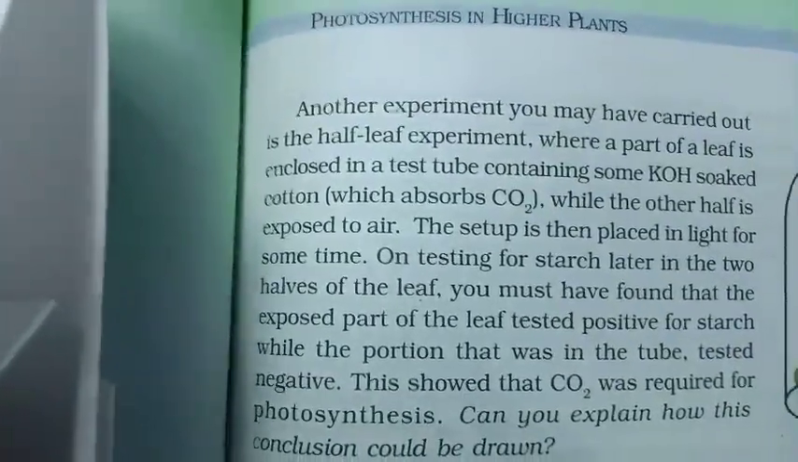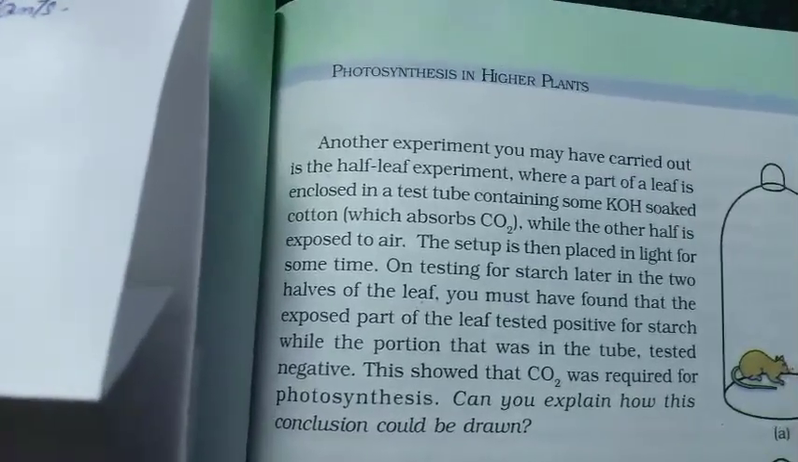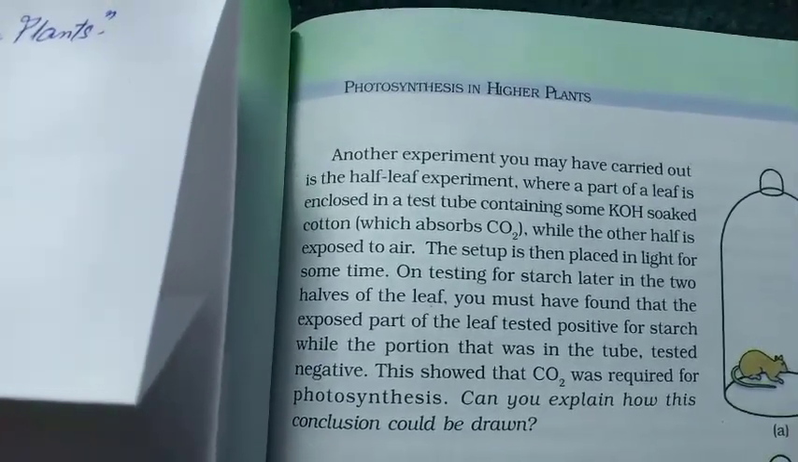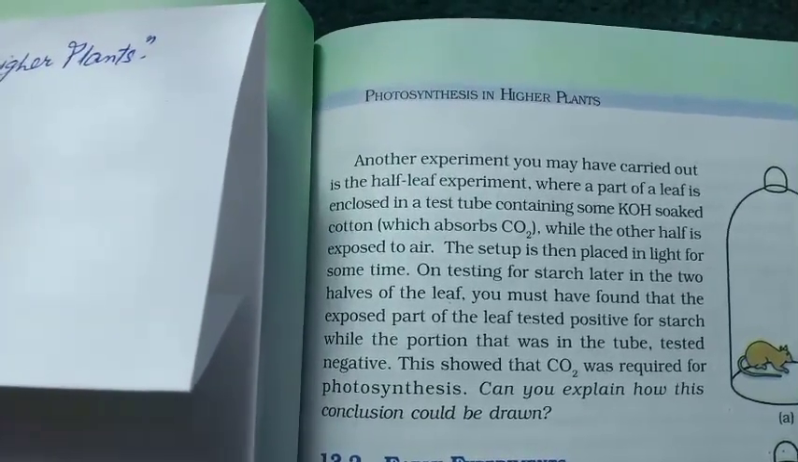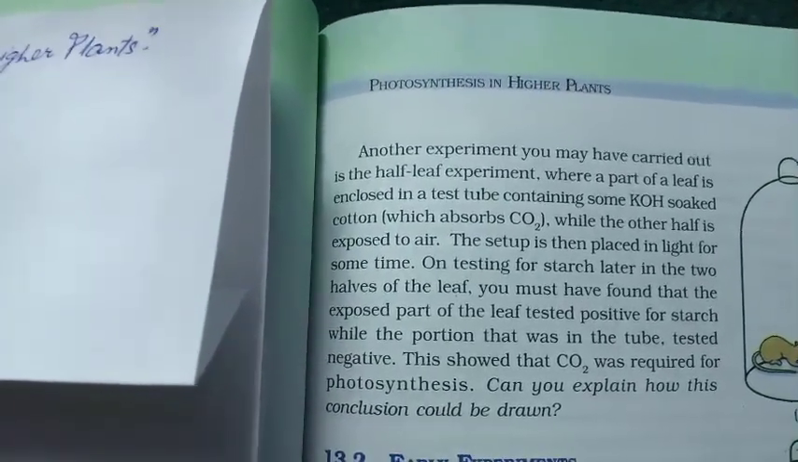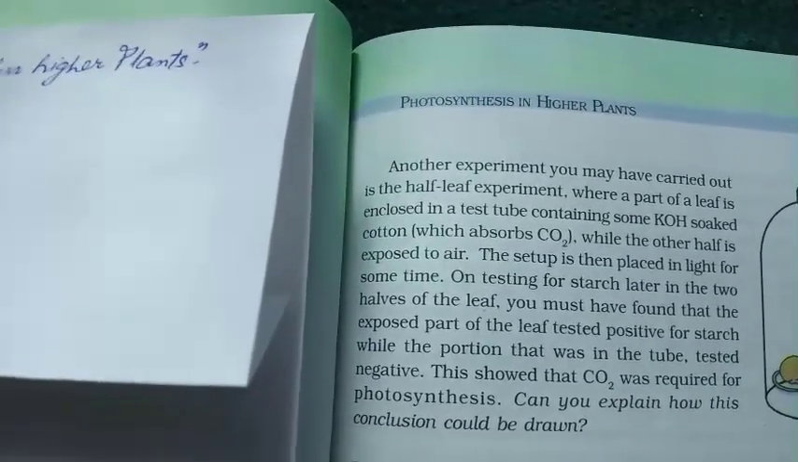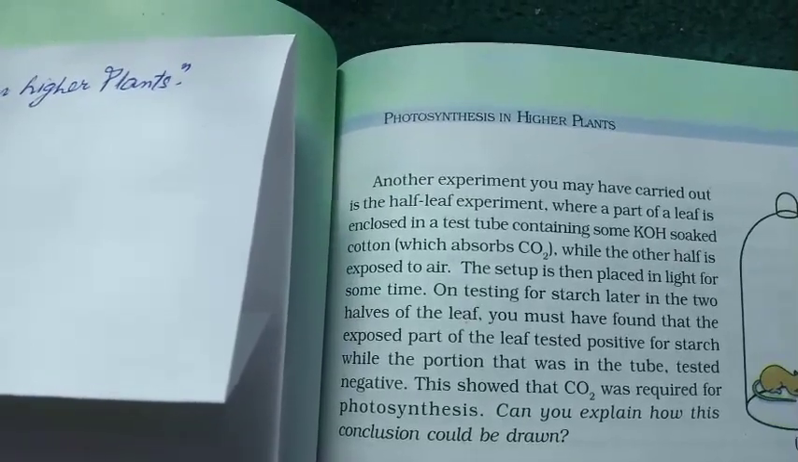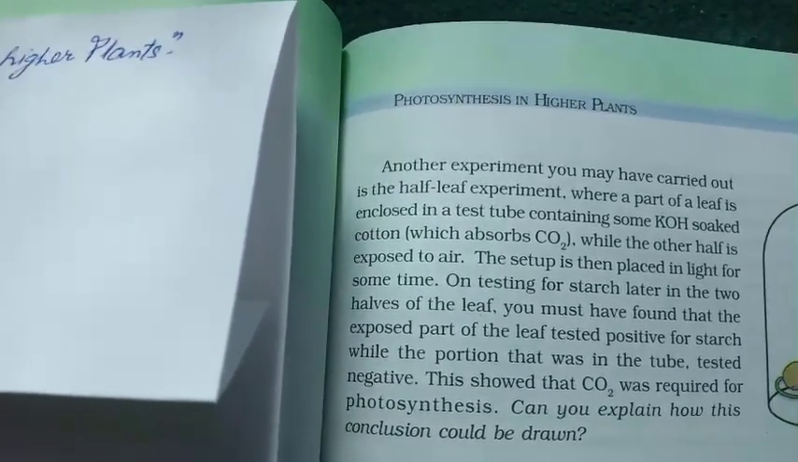Another experiment you may have carried out in the earlier classes is the half leaf experiment, where a part of the leaf is enclosed in a test tube containing some sodium hydroxide soaked cotton, which absorbs carbon dioxide, while the other half is exposed to air. The setup is then placed in light for some time.